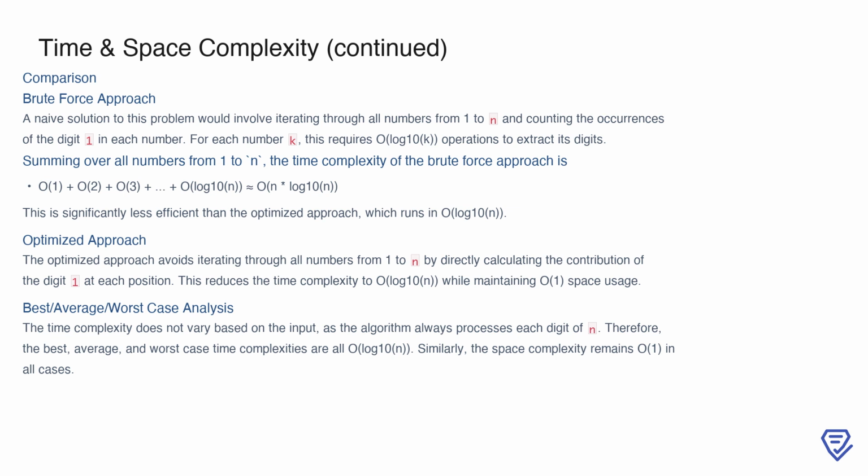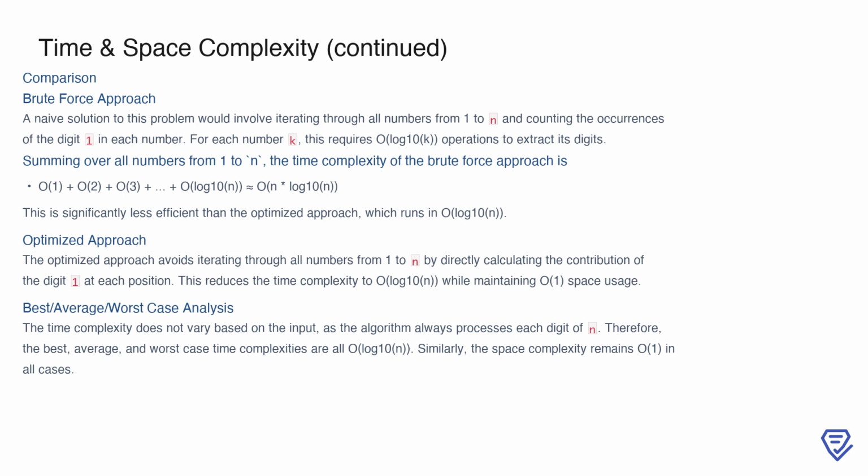In contrast, the optimized approach eliminates this range-based iteration entirely by directly calculating the contribution of the digit 1 for each position in n. This reduces the time complexity to O(log10 n), a significant improvement over the brute force method. Moreover, the optimized algorithm maintains O(1) space usage, regardless of the size of n.